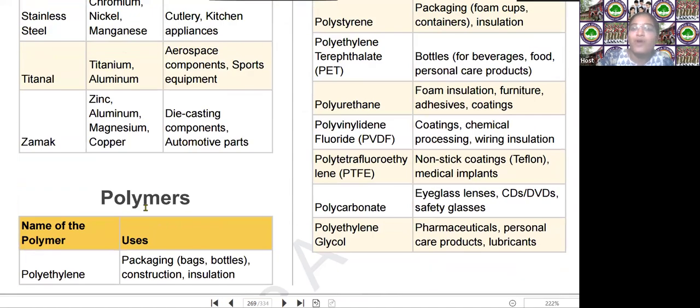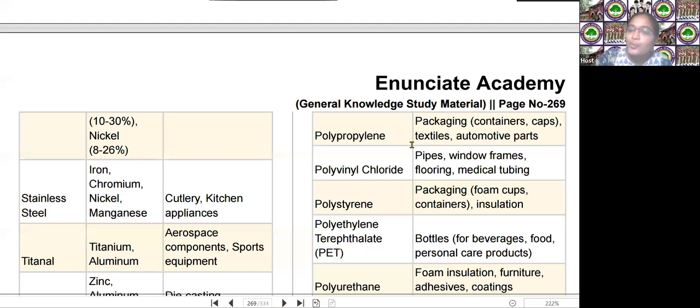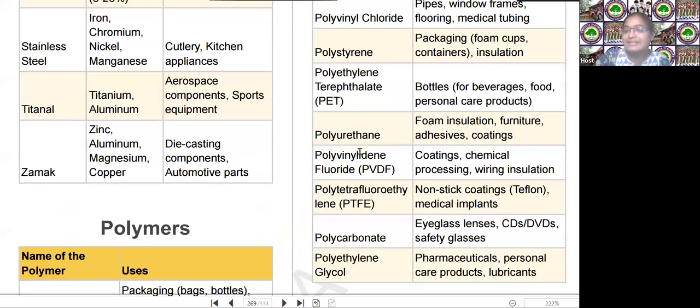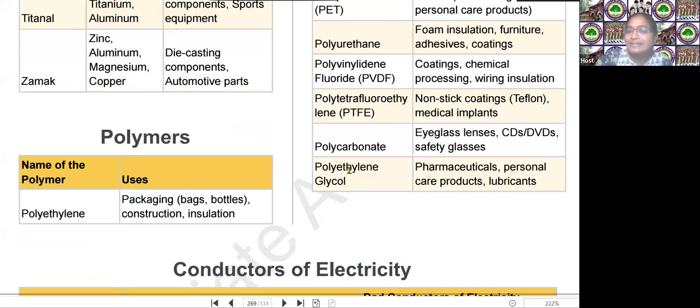Polymers are formed from natural or synthetic substances. Substances formed from natural or synthetic materials are called polymers. These are polyethylene, polypropylene, polyvinyl chloride, polystyrene, polyethylene terephthalate, polyurethane, polyvinylidene fluoride, polytetrafluoroethylene, polycarbonate and polyethylene glycol. These are the polymers used in our daily life.